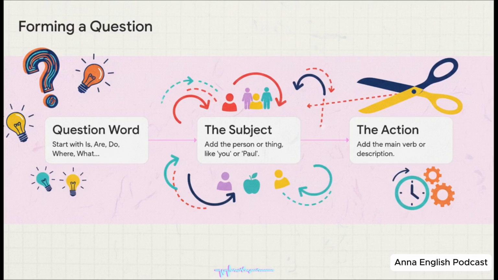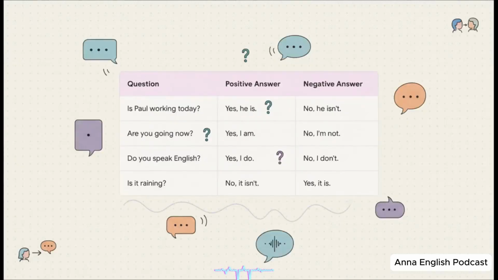Easy, right? For other action verbs, we add a little helper word at the beginning, like do or does. So he works becomes does he work? And look at this. Look how easy it is to answer. Is Paul working today? Yes, he is. Or no, he isn't. See how you use those same little words from the question to give a short, clear answer? This is the back and forth rhythm of a real English conversation.